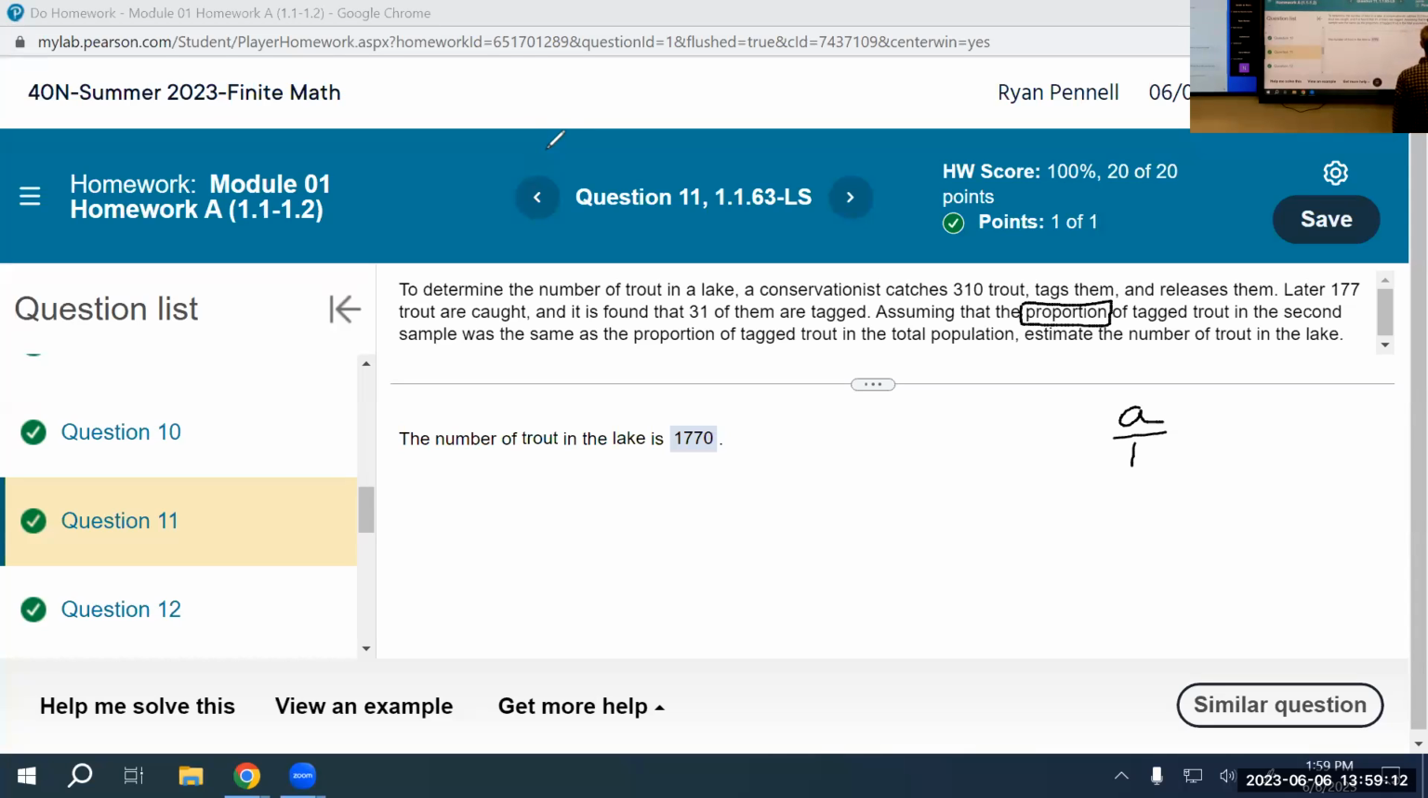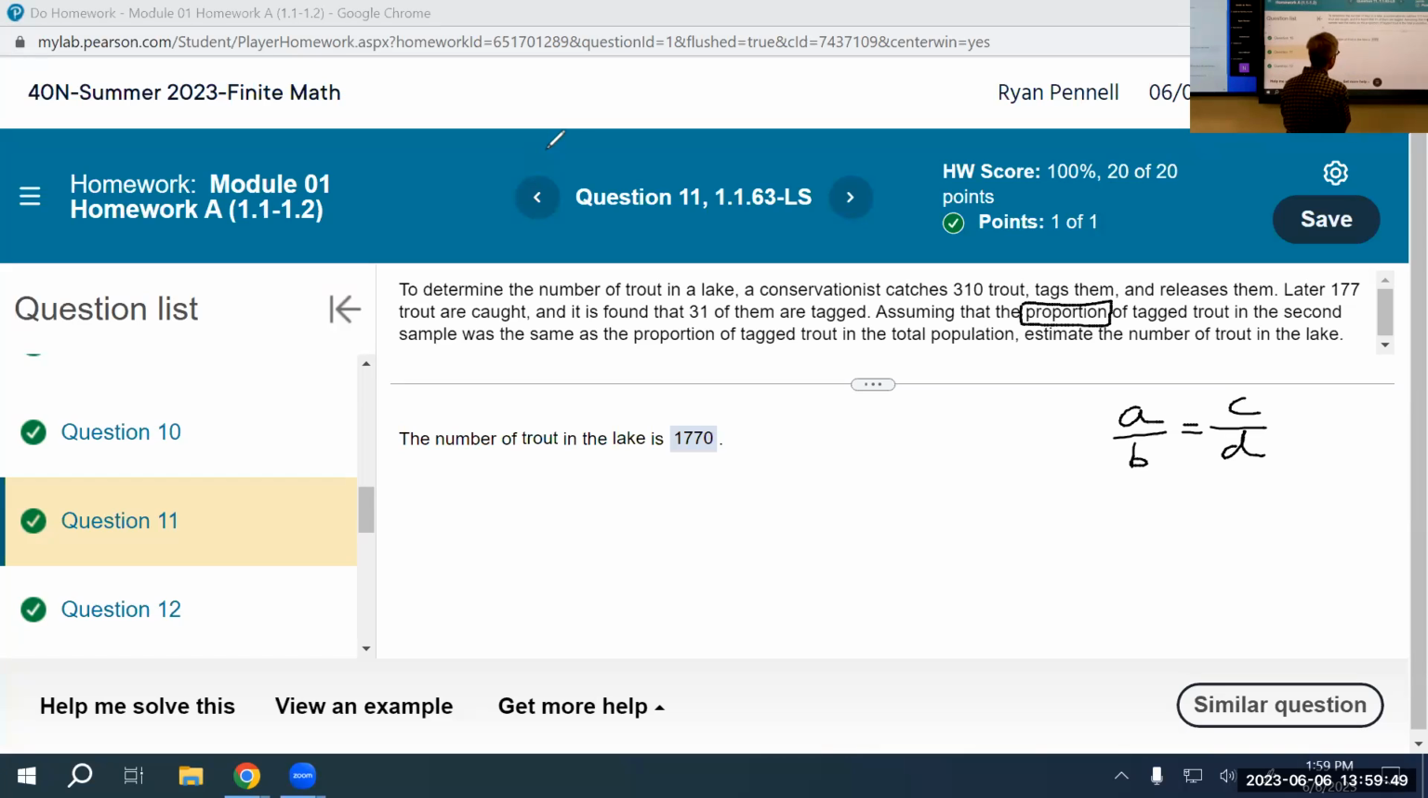Think of A over B is like C over D. You can set up a proportion. In the question, it tells you to set up a proportion. Well, what is our proportion? They're saying that 177 trout are caught and 31 of them are tagged. If before 310 were tagged, how many is total in the lake? So if these were proportional numbers, how much is in the lake? So set up a proportion.